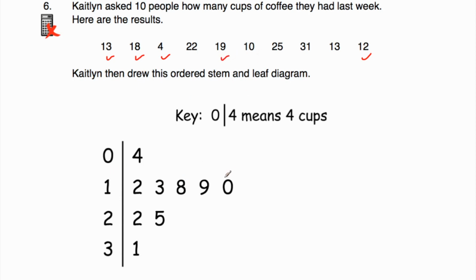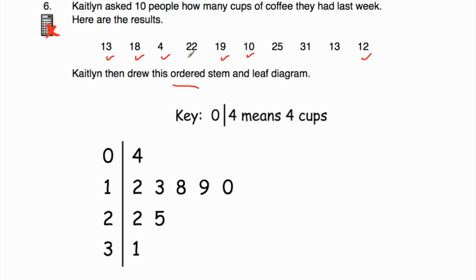First of all, that doesn't sound like it's in the right place. The 0 should be at the beginning, because obviously 10 is less than 19. She says she's done an ordered stem and leaf diagram, so it should be 10, 12, 13, 18, 19. So that 0 is in the wrong place. That is a mistake. But she's got her 10 anyway.